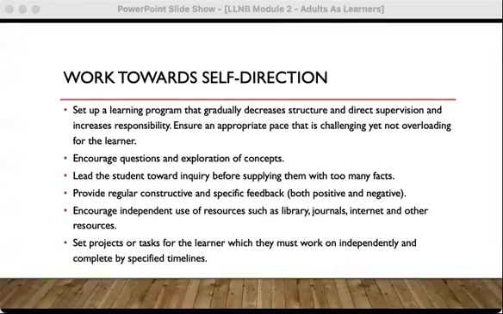Provide regular constructive and specific feedback, both positive and negative. Encourage independent use of resources such as the library or journals, the internet, and other resources. And set projects or tasks for the learner which they must work on independently and complete by specified times.